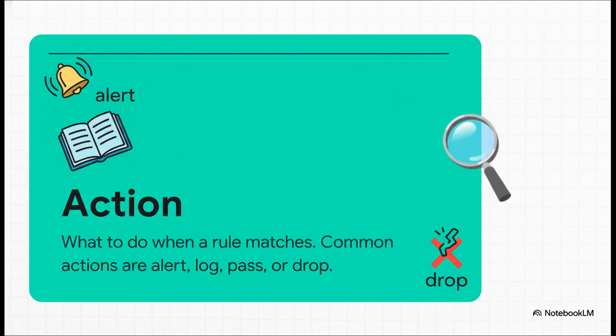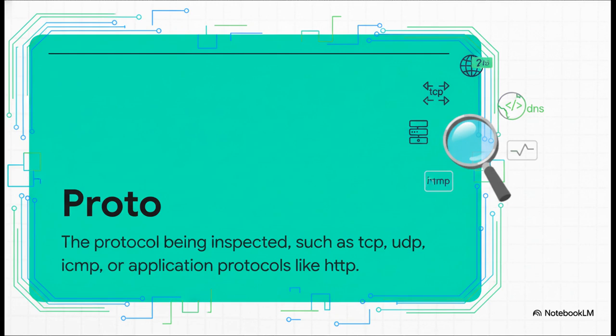Or you could get really serious and tell it to drop the traffic completely. Next, we've got the proto, which is short for protocol. This is where we specify the type of conversation we're listening to. Are we looking at web traffic? That's usually TCP or HTTP. Or are we interested in something else like DNS lookups?